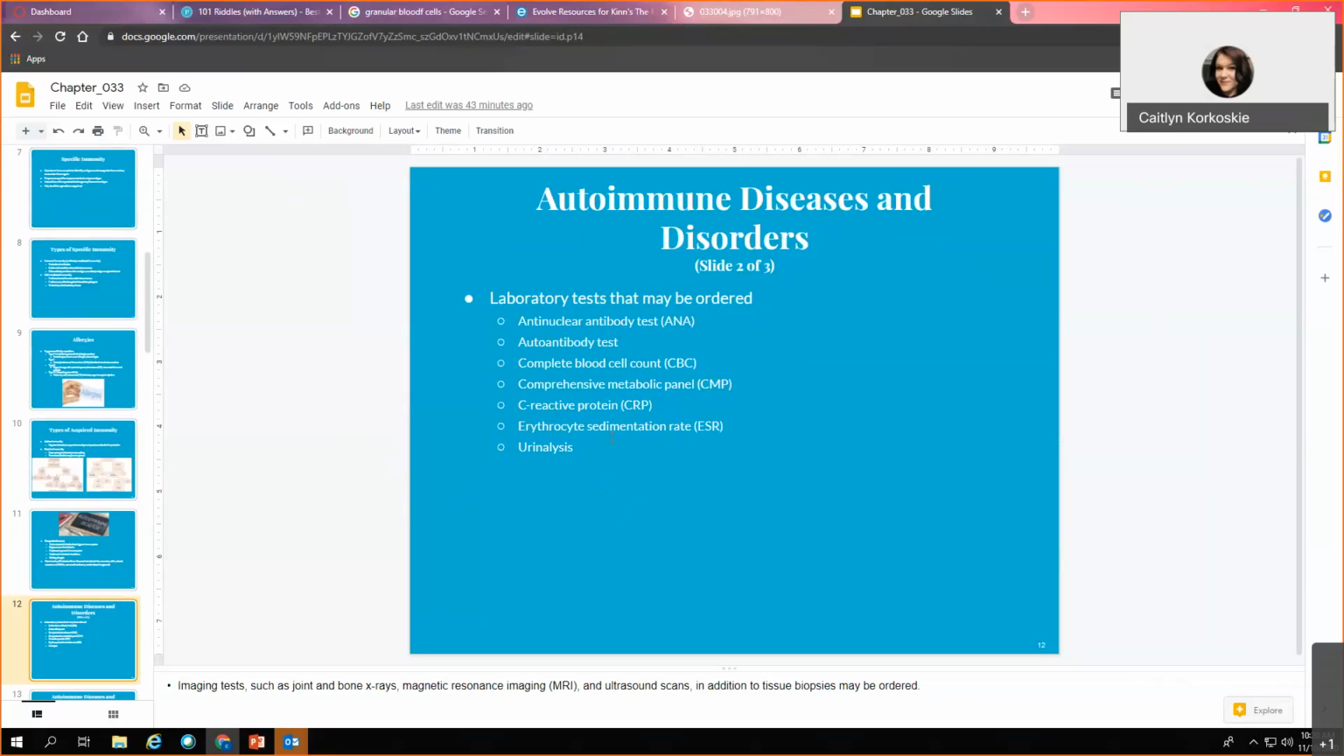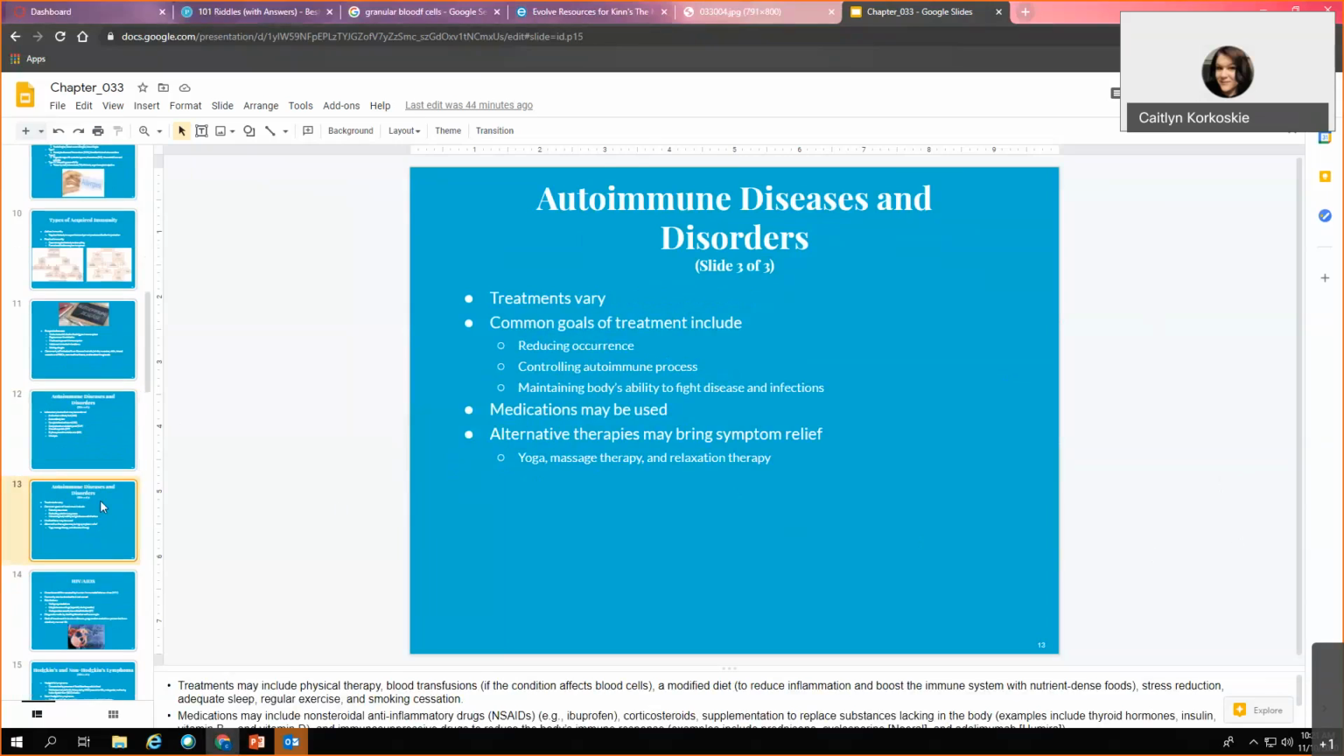A CRP, C-reactive protein, or an ESR, all of these different tests help indicate whether the person has an autoimmune disease or an infection. Because if they have an elevated ESR or CRP but a negative ANA, then they may not have an autoimmune disease. They might just have an infection. These really help us a lot in figuring out exactly what is causing their response to whatever issue is happening. It helps us know if it's something being caused externally or internally.